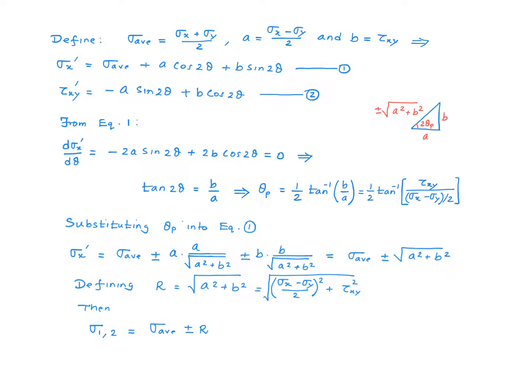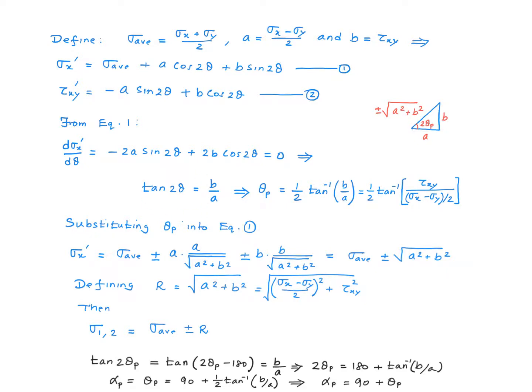One goes with the plus sign, the other one goes with the minus sign. And the other thing we want to note here is that there are two angles in here. If tan 2 theta p equals b over a, then the trigonometric relations tell us that tan 2 theta p minus 180 will also be equal to b over a. So when we simplify this, we get a second angle for the direction of the principal stress. So let's call this alpha p. And here is the relationship between alpha p and theta p that we got earlier.